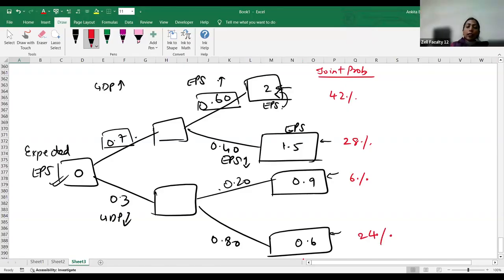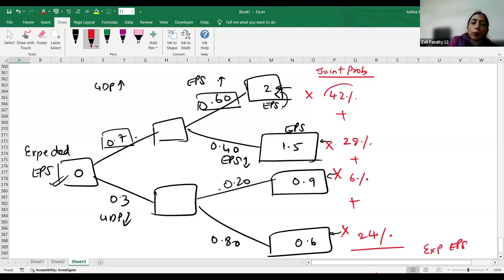So add and check, are we getting 100 or not? Yes, ma'am. 30 and 60 and 10. You're getting 100. Okay. So now you have the joint probabilities. Now what do you do? You multiply the respective joint probability to the EPS number and then add them together. The value that you get is the expected value of your EPS.